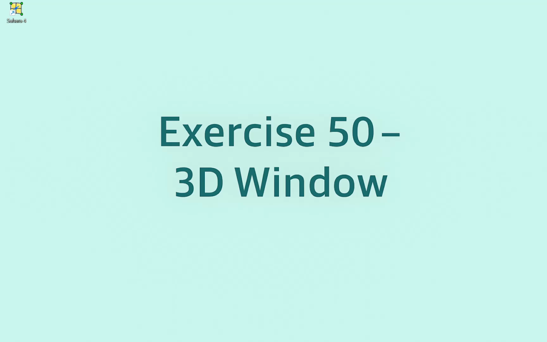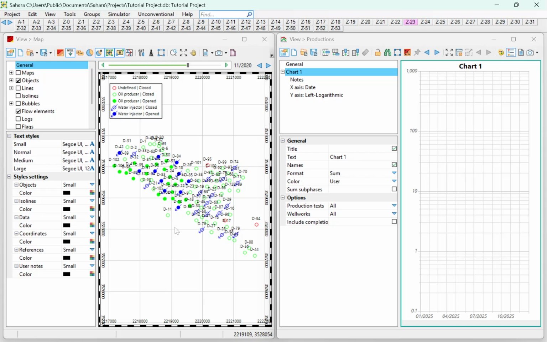Welcome to this Sahara 4 exercise. In this exercise, we will use the 3D window to visualize the information of our project in a three-dimensional way. For this, we will open our Sahara project, and once here, we will go to View, 3D Graphics.